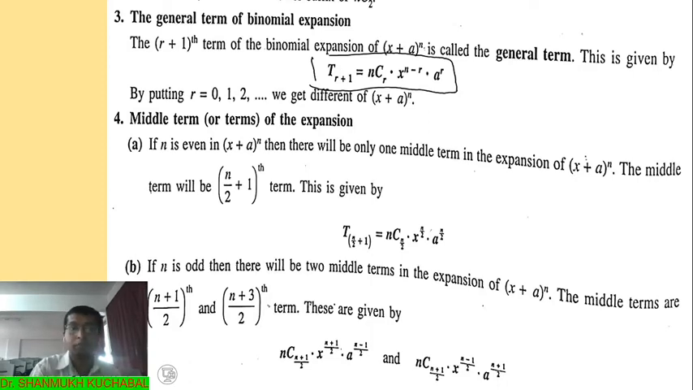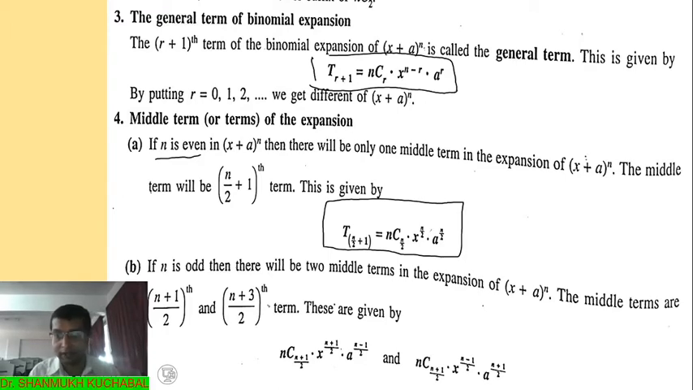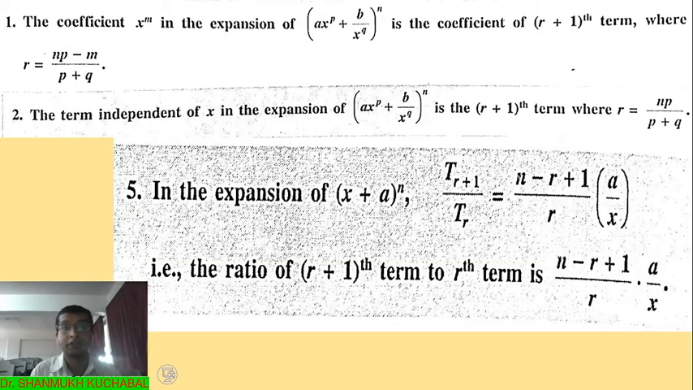For the middle term of the expansion, suppose n is an even number, then the middle term is given by this expression: T(n/2+1) = nC(n/2) x^(n/2) a^(n/2). And if n is odd, then we have two possibilities, given by these two formulas.